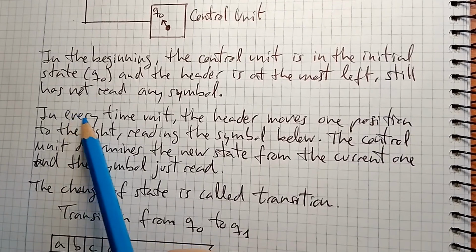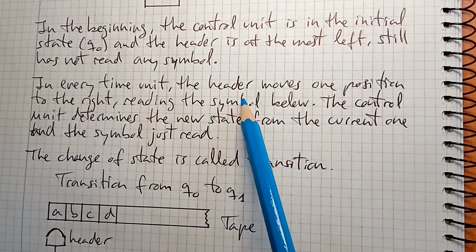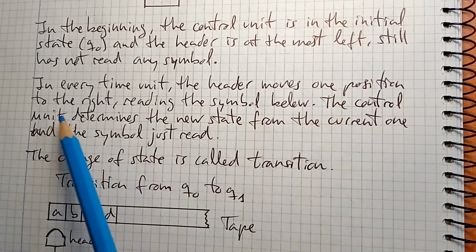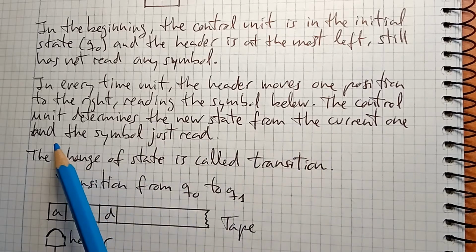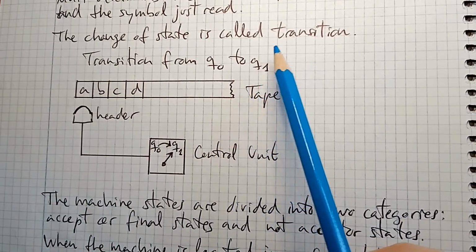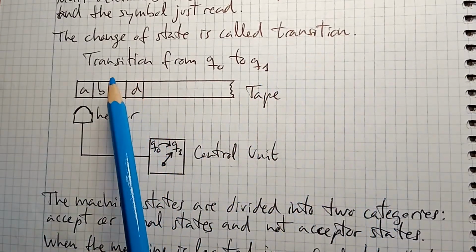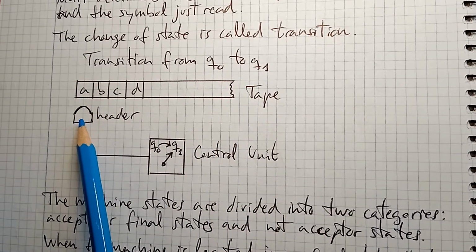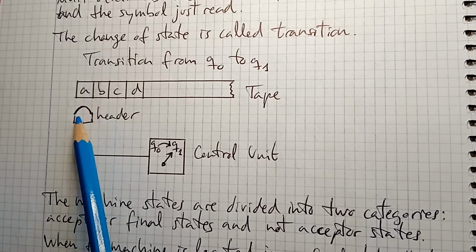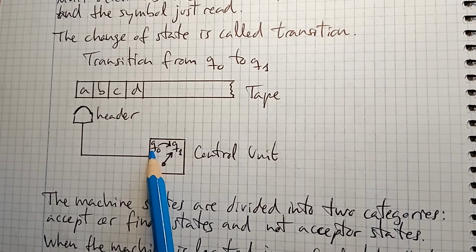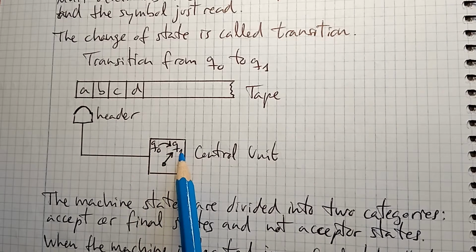In every time unit, the header moves one position to the right, reading the symbol below. The control unit determines the new state from the current one and the symbol just read. The change of state is called transition. Here we have a transition from Q0 to Q1. Here the header has read the first element, A, and then the control unit changes the state from Q0 to Q1.